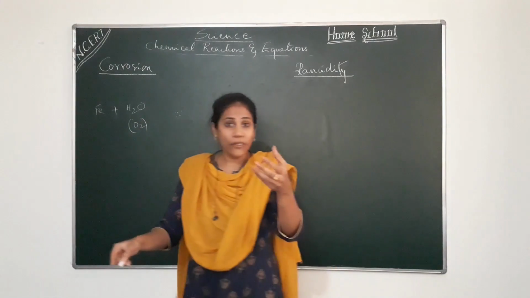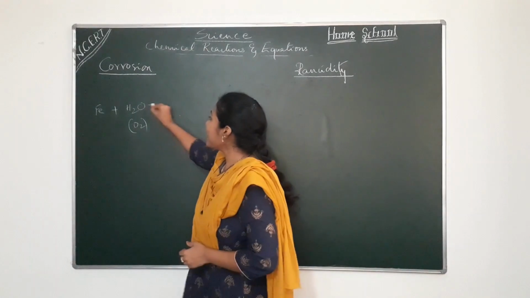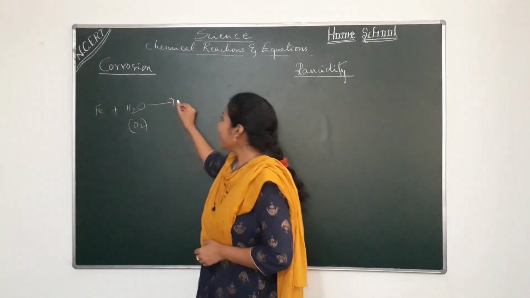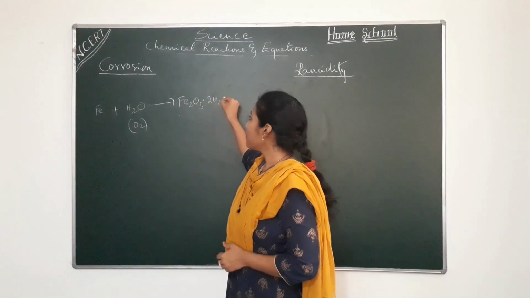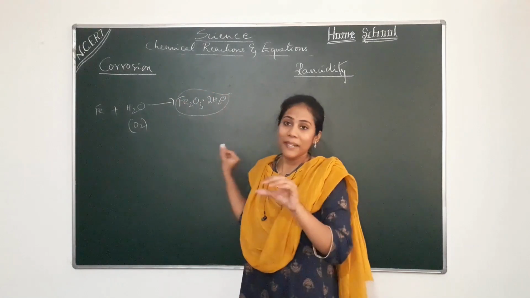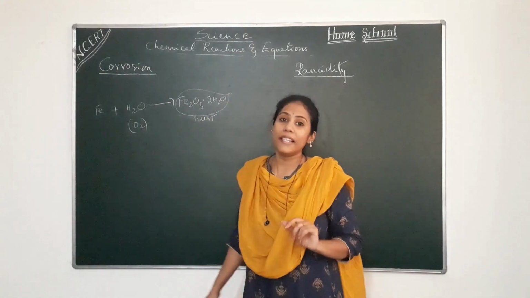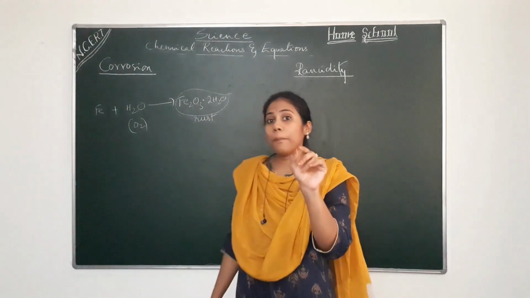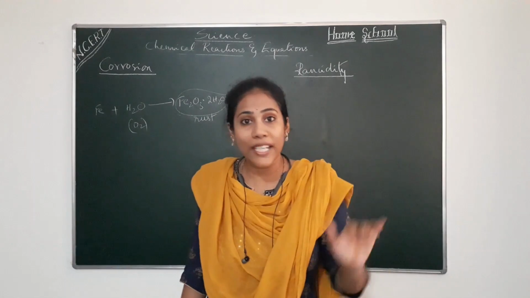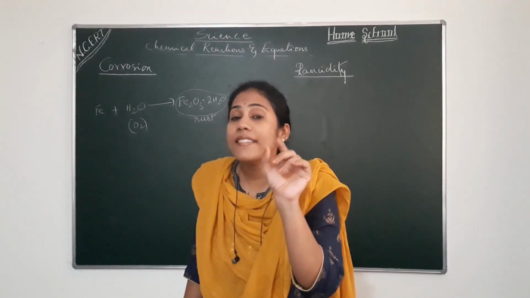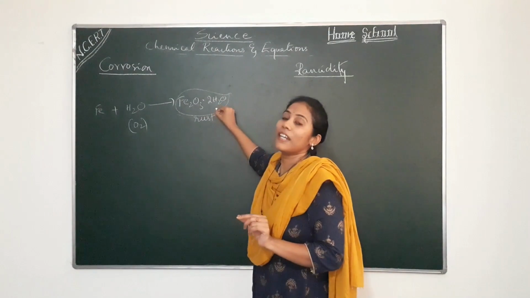Water in the sense, you will have water vapor in the atmosphere, yes or no? Definitely. So, after reacting with these two, this iron would have become Fe2O3.2H2O. This is the substance that is created, and we call it rust in normal language. That powdery, brown colored substance that you can observe on an iron chair when you keep it outside is called rust. Rust is nothing but this chemical compound.